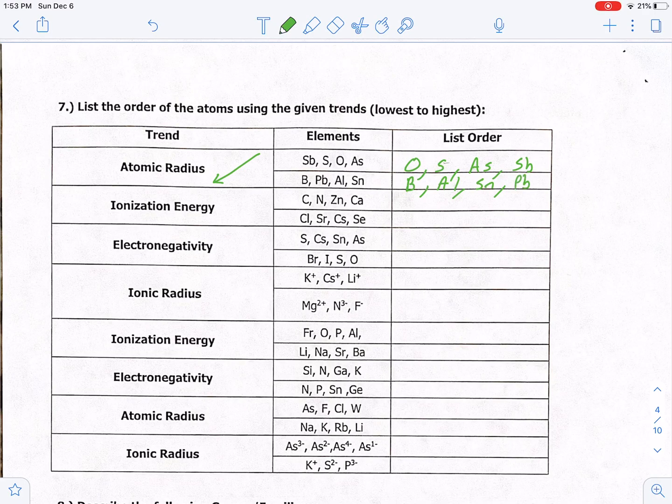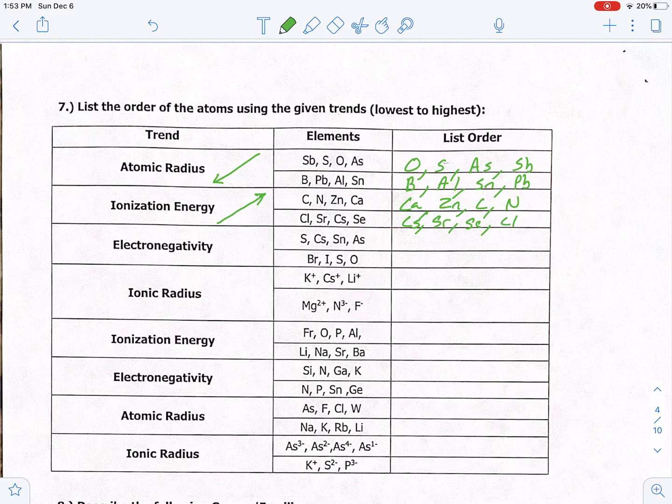Okay, ionization energy. So remember that is the energy needed to remove an electron. That gets bigger as you go up to the right. Okay, so you're going to rank them going from bottom left to top right. So calcium would be the lowest, then zinc, then carbon, then nitrogen. Then if you go down to the next one, cesium would have the lowest energy, followed by strontium, then selenium, then chlorine.